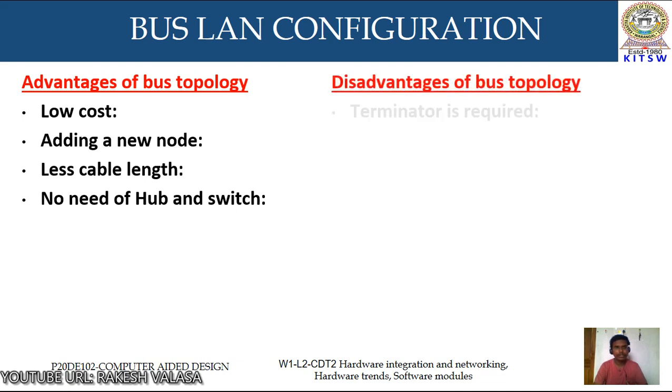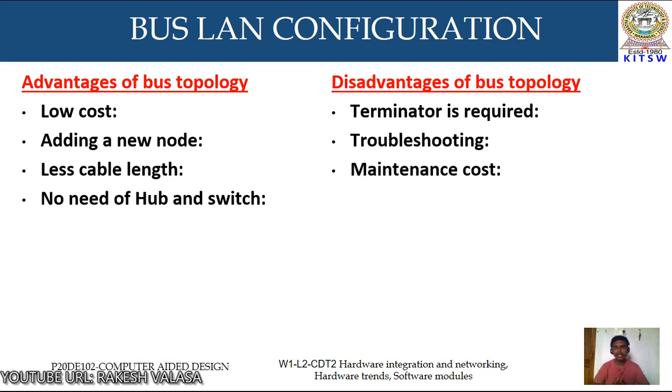Let us see the disadvantages. The first one is terminator is required. A terminator is necessary for making a network in bus topology. If a terminator is not added, then data is bounced back and collides with other data of computers. The second disadvantage, troubleshooting. If there occurs any error in the network, then it is difficult to judge in which location the problem is. If the cable breaks, then the whole network will stop working.